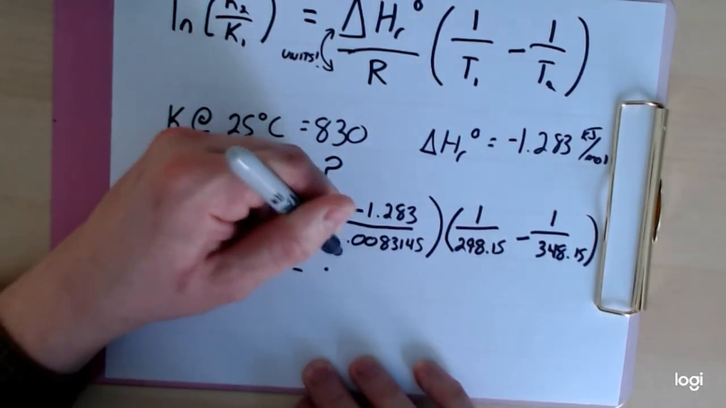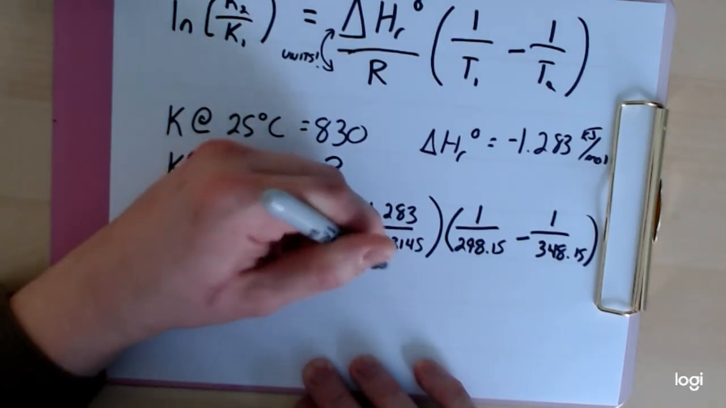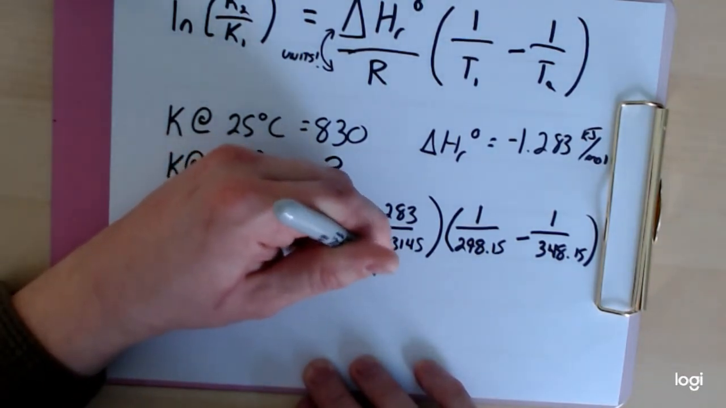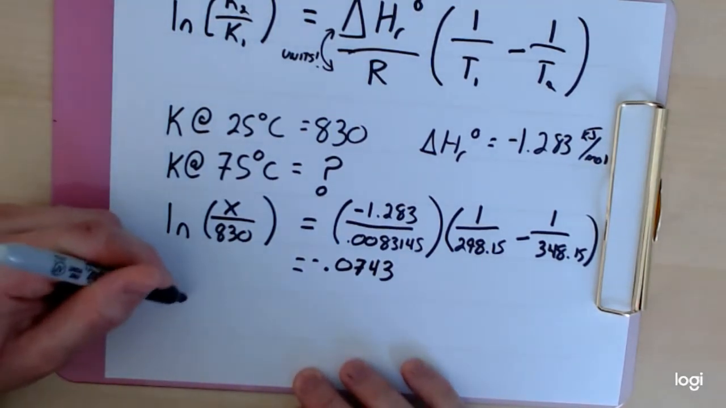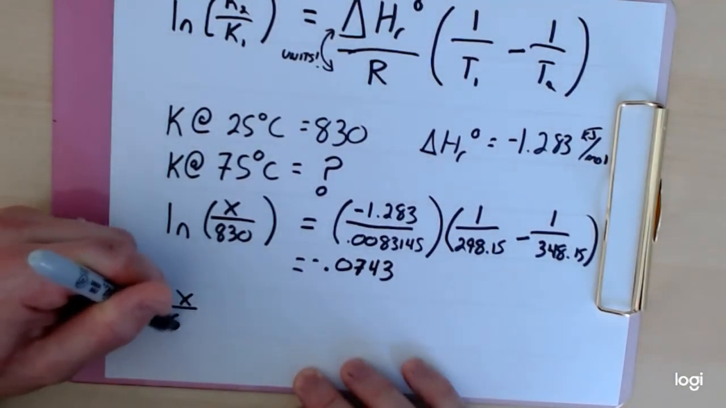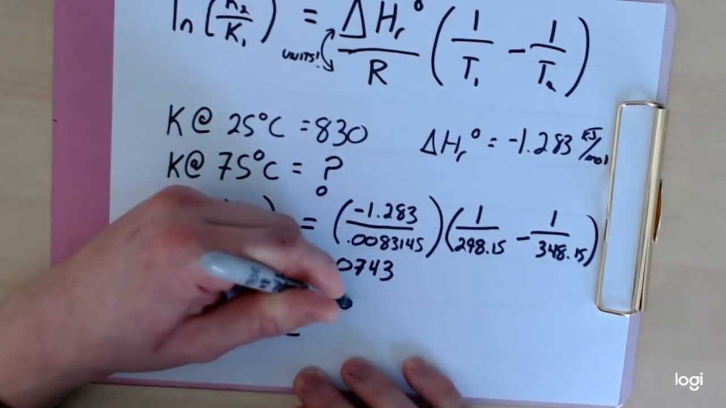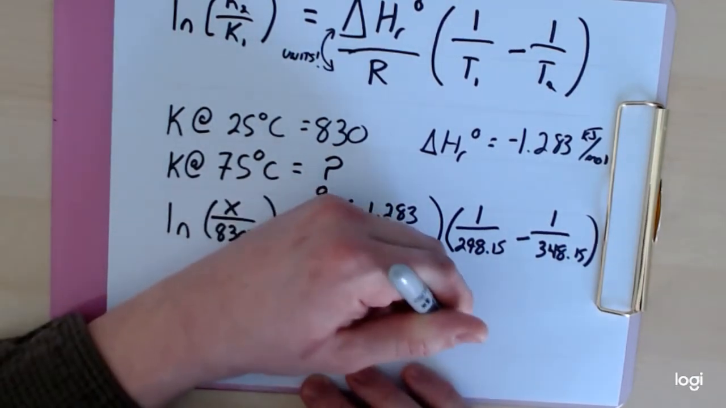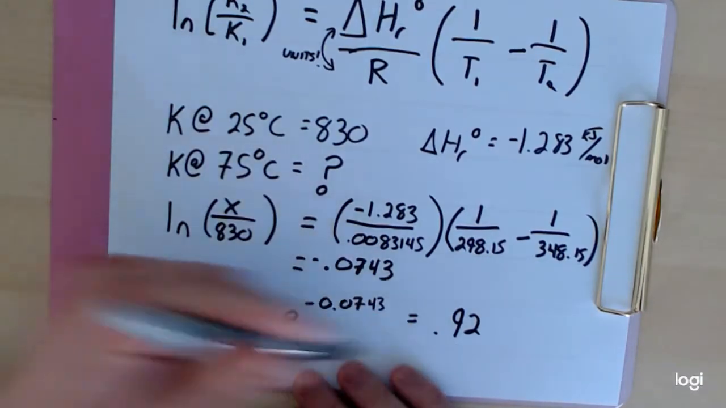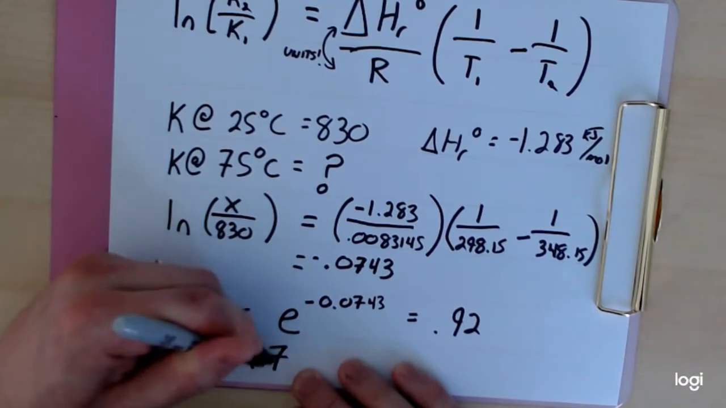The right-hand side of this equation comes out to negative 0.0743, which equals the log of x over 830. So to get rid of this log, just exponentiate both sides, and you end up with x over 830 equals e to the negative 0.0743, which plug that into your calculator, you end up with 0.92. Multiply both sides by 830 to arrive at x. X equals 770, approximately. I rounded a little bit, but that's fine.